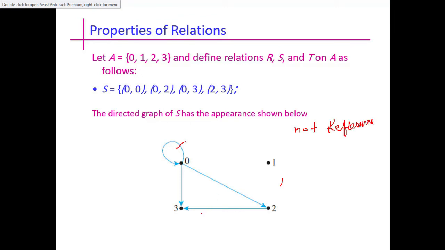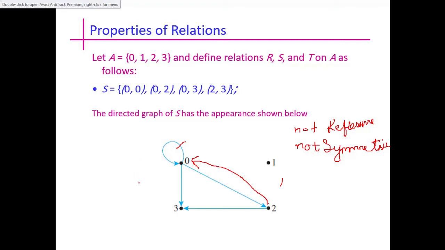Now we need to check whether it is symmetric or not. For symmetry, we need to check that if (0,2) is present, there must be (2,0). We see that there is no arrow from 2 to 0. So (0,2) is present in the relation, but (2,0) is not present. Likewise (0,3) is present and (3,0) is not present. So we can say that this relation is not symmetric.